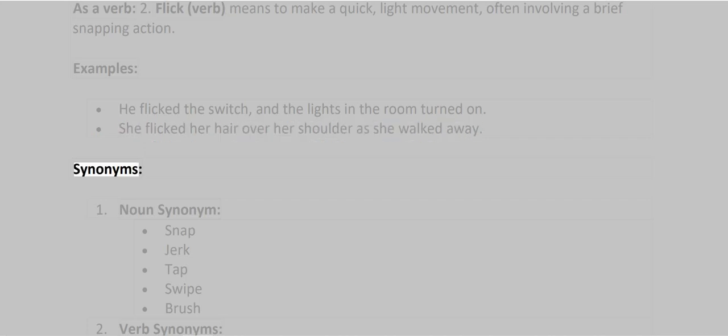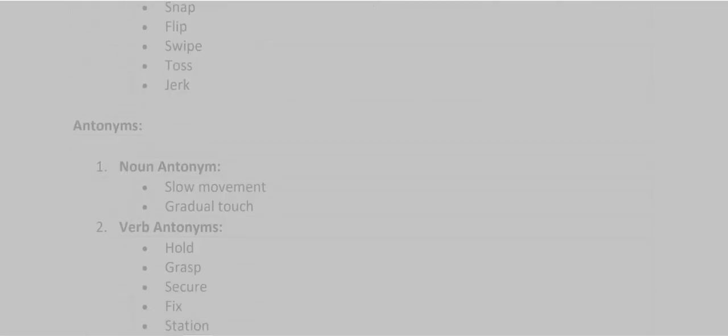Synonyms: 1. Noun synonyms: snap, jerk, tap, swipe, brush. 2. Verb synonyms: snap, flip, swipe, toss, jerk. Antonyms: 1. Noun antonyms: slow movement, gradual touch. 2. Verb antonyms: hold, grasp, secure, fix, station.